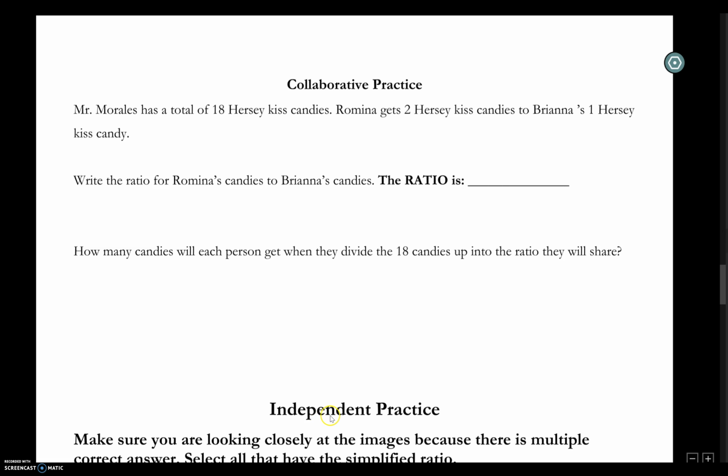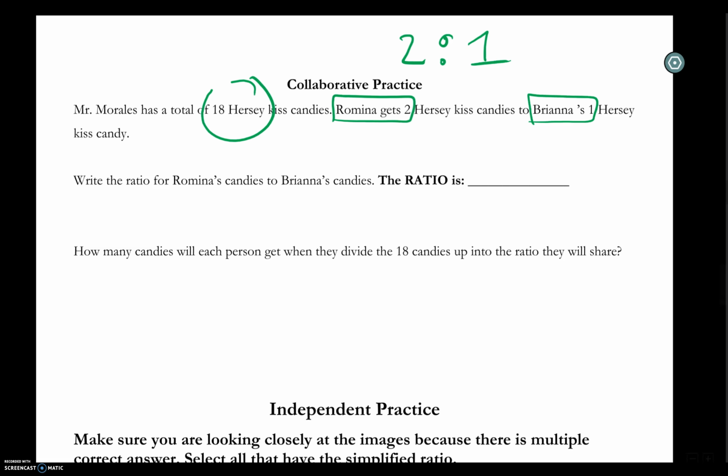Now we're almost done with this lesson, and so what I want you to do is, it says Mr. Morales has a total of 18 Hershey candies. Romina gets 2 Hershey candies, so I start with 18. Romina is going to get 2 Hershey candies to Brianna's 1 Hershey candy. So that means that they're going to have the ratio of 2 to 1. Write the ratio of Romina's candies to Brianna's candies. And so the ratio is going to be 2 to 1. That's our ratio. How many candies will each person get when they divide the 18 candies up into the ratio they will share? So here are 18 candies.